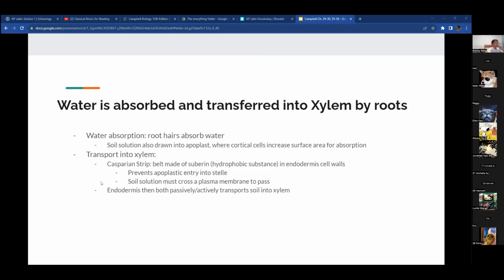So, transfer into the xylem. Water can either go through an apoplastic route, which is to say it goes between the intercellular spaces of the root, or it can go through the symplastic route, which is to say it gets absorbed into the root cells and then transported towards the vasculature, right?